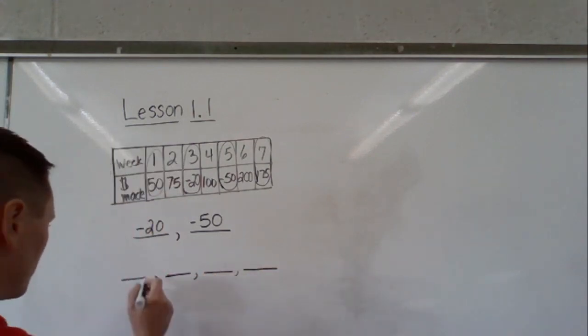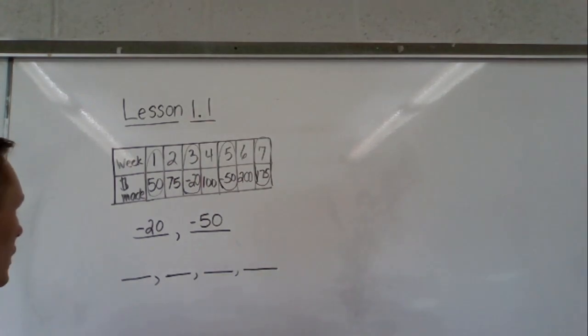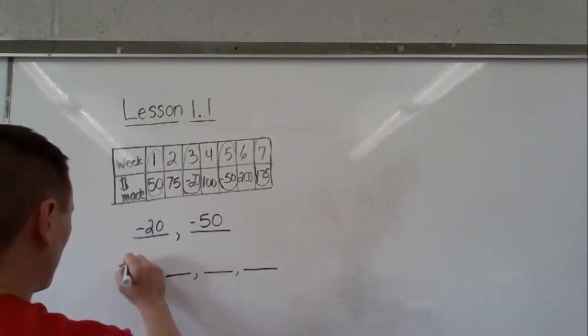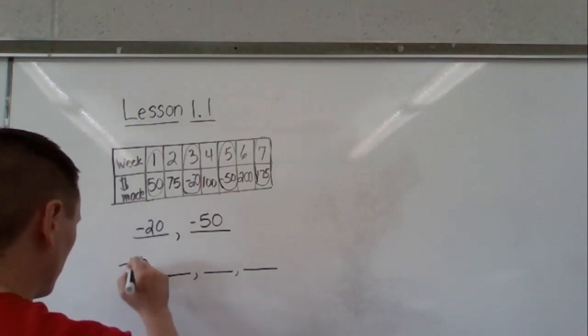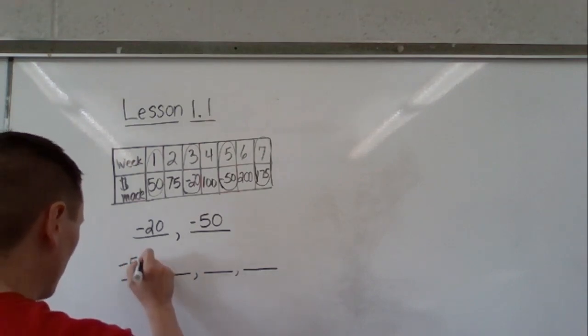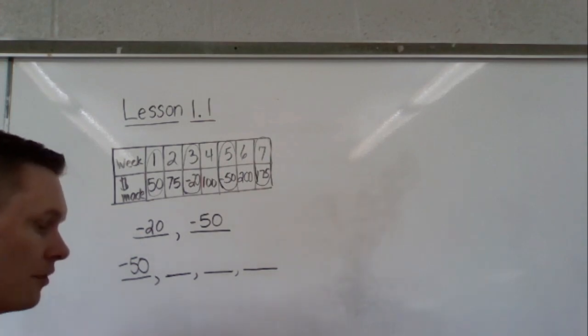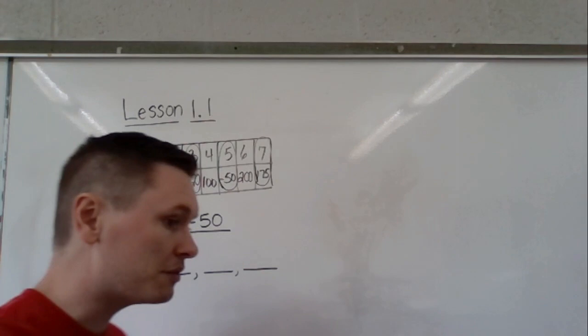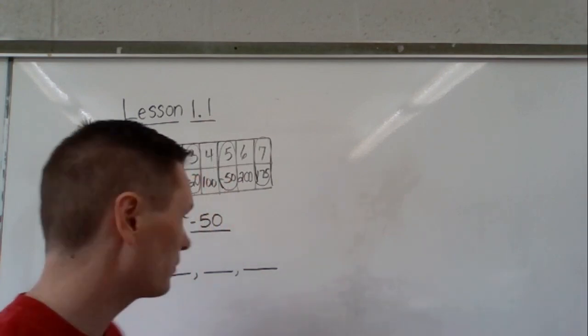All right, so in week 1, it's 50. So the opposite of 50 is negative 50, because 50 is 50 jumps from 0, and negative 50 would then be 50 jumps from 0.